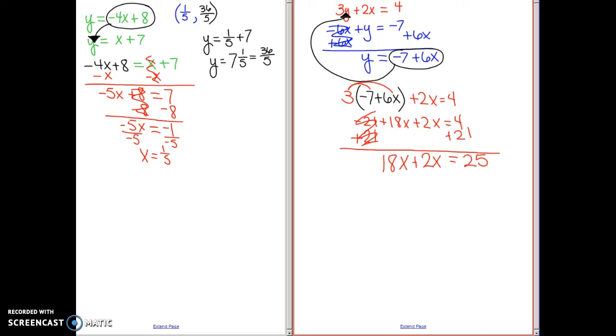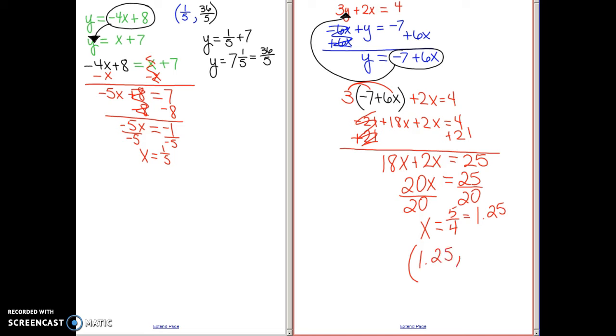18x plus 2x is actually the same as 20x. So I have 20x is equal to 25. I'm undoing the multiplication by dividing by 20. I have x is now equal to 25 over 20, which is the same as 5 over 4. If you prefer, 1.25. So my x value for my coordinate is 1.25.